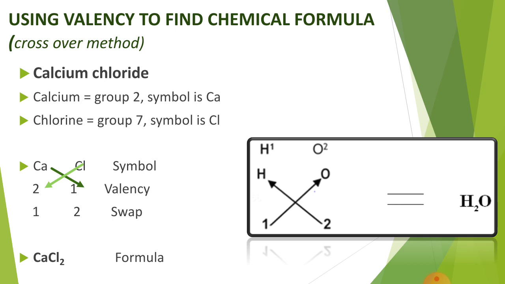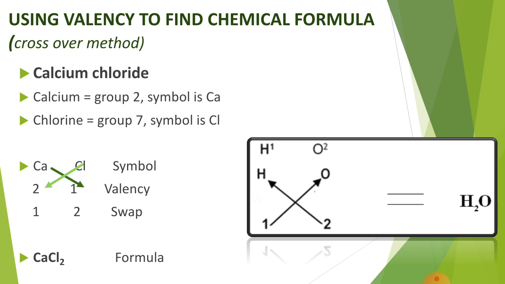First we write the symbol, then we write the valency. Of course, calcium belongs to group 2, so its valency is 2. Chlorine belongs to group 7. It needs 1 more electron, so its valency is 1. Then we swap these as shown by the green arrows. So calcium becomes 1 and chlorine becomes 2. The chemical formula which we get using valency, this crossover method, is CaCl2, and this is the formula of calcium chloride.